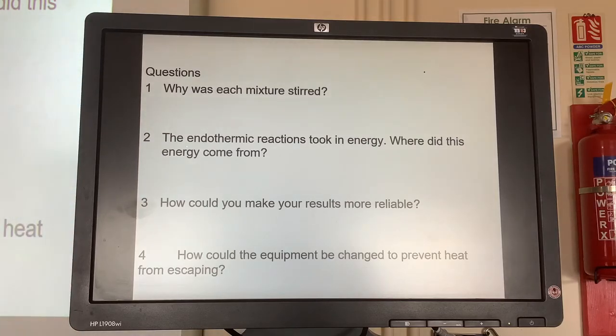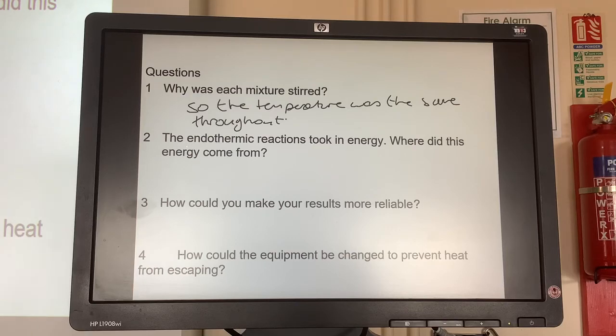So why was the mixture stirred? Well, it should have been, so the temperature was the same throughout. Or you could say, so the energy was transferred equally around the mixture.